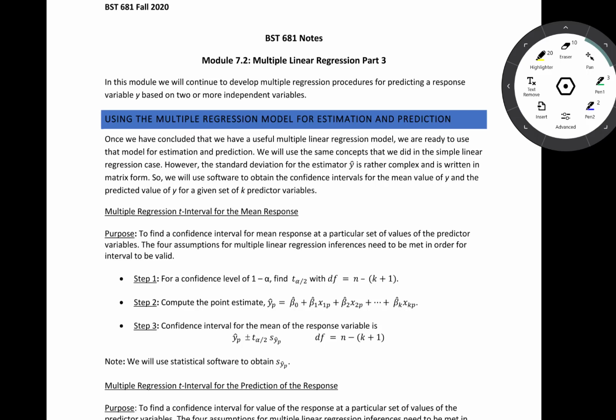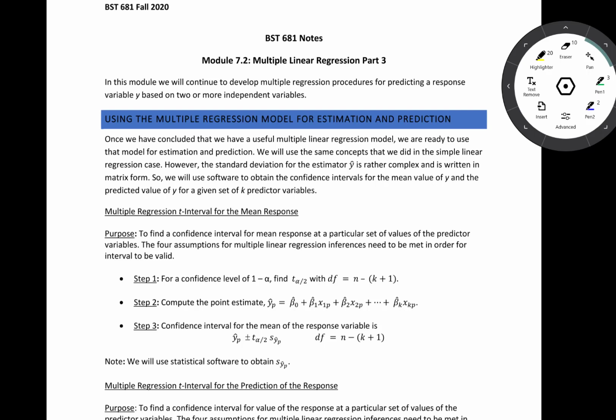In this set of notes, we're going to continue looking at multiple linear regression. So once we've concluded that we have a useful multiple linear regression model, we're ready to use that model for estimation and prediction. And you're going to notice that using this model for estimation and prediction is going to be very similar to when we use the simple linear model for estimation and prediction. So again, we're using those same concepts.